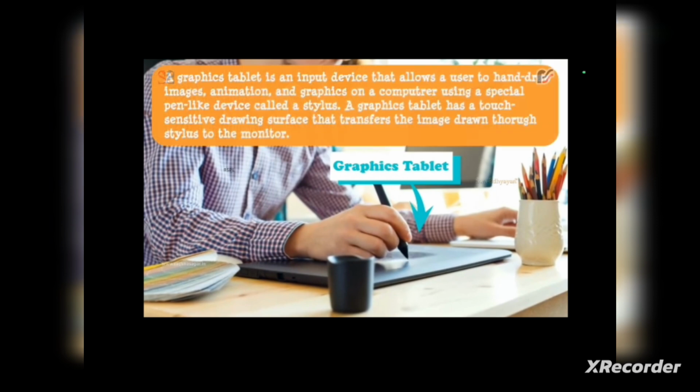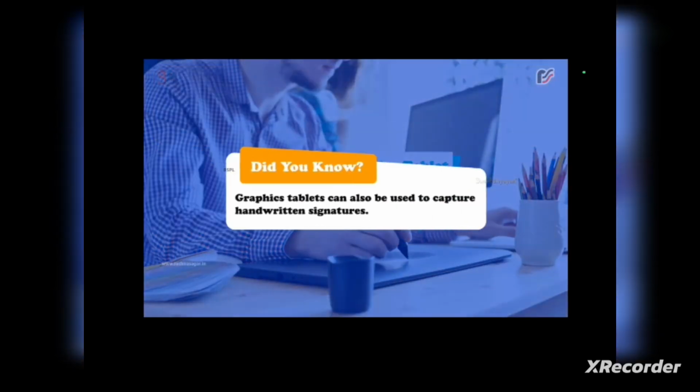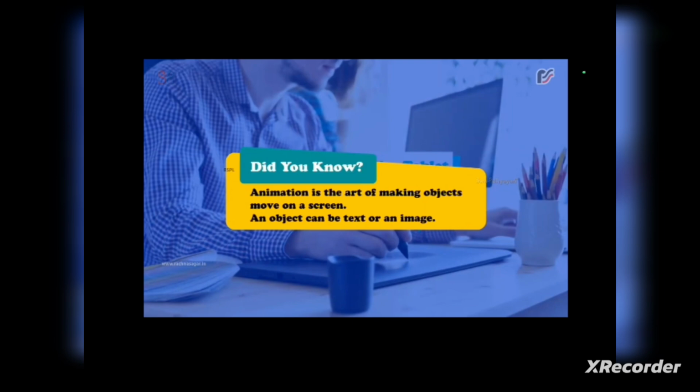Graphics tablet. A graphics tablet is an input device that allows a user to hand draw images, animation, and graphics on a computer using a special pen-like device called a stylus. A graphics tablet has a touch-sensitive drawing surface that transfers the image drawn through the stylus to the monitor. Did you know? A graphics tablet can also be used to capture handwritten signatures. Did you know? Animation is the art of making objects move on a screen. An object can be text or an image.